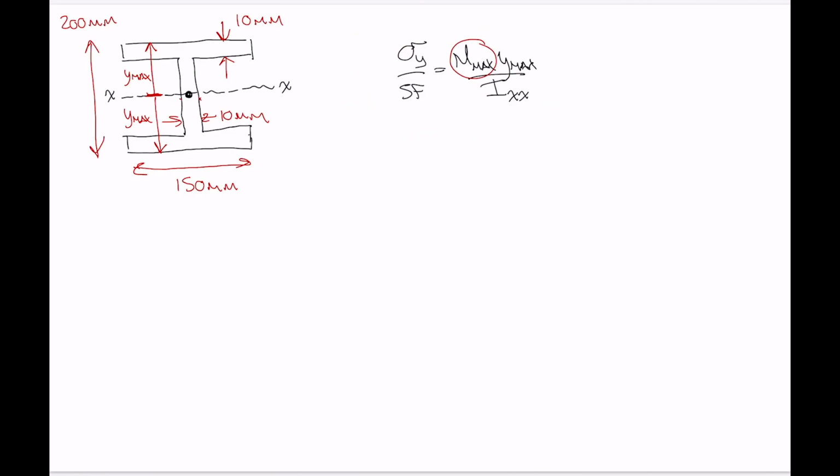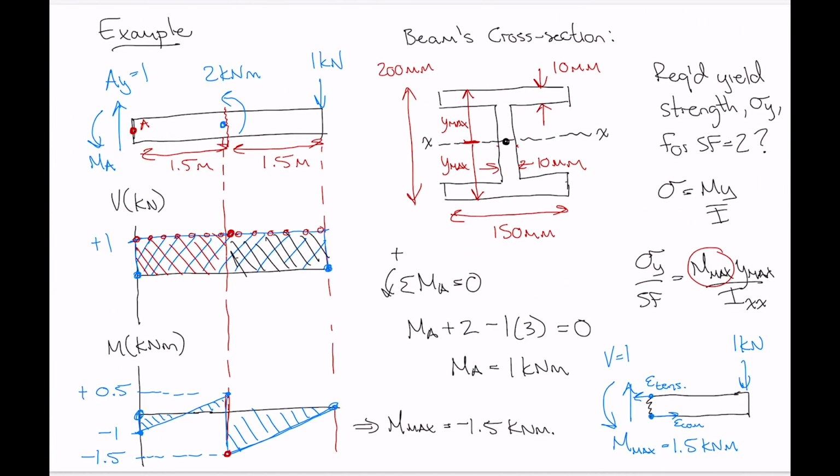Okay, so let's put in our values. Our yield stress is what we're looking for. Our safety factor was 2. The maximum moment, 1.5 times 10 to the 3 to get it in units of Newton meters. And then our maximum value of y, again, it doesn't matter if we go to the top of the beam or the bottom of the beam. We know from what we've just discussed that at this location, the top of the beam is in tension, the bottom of the beam is in compression.